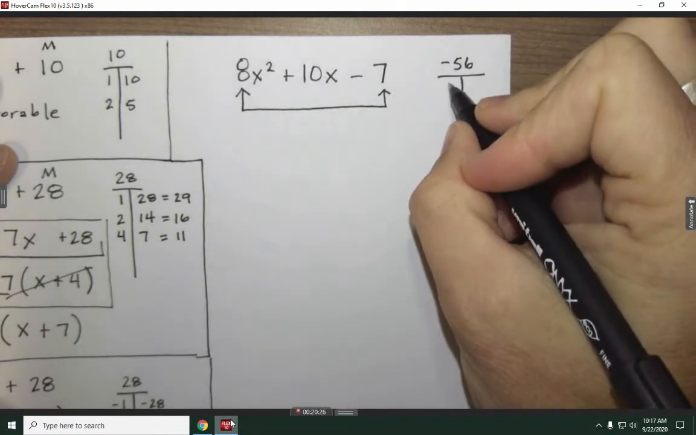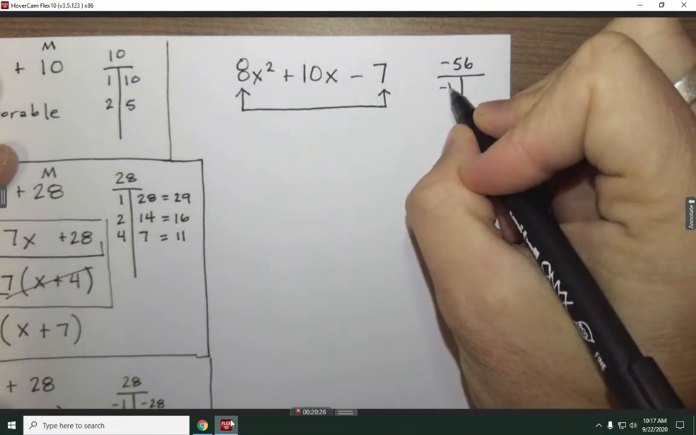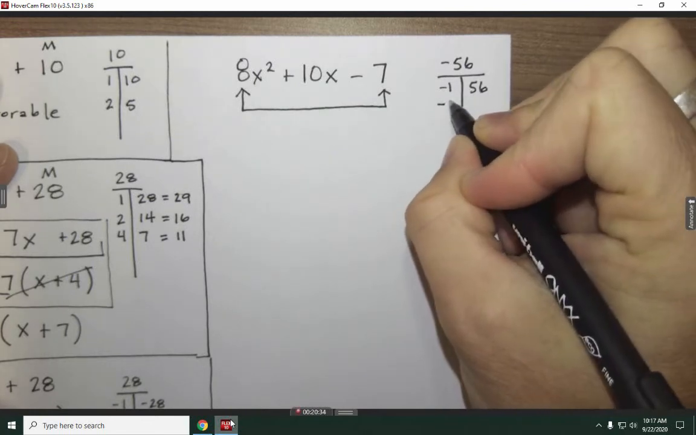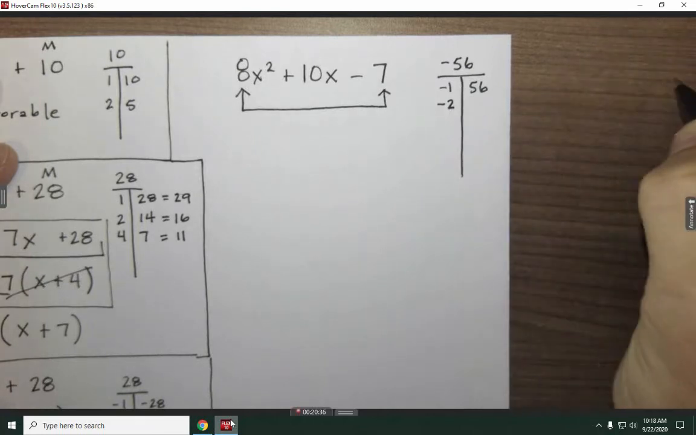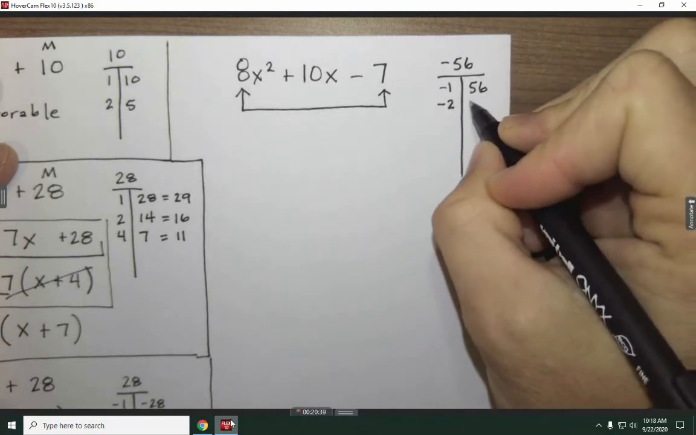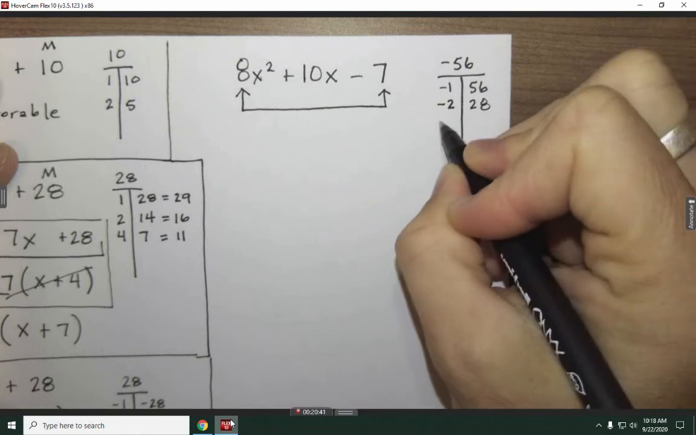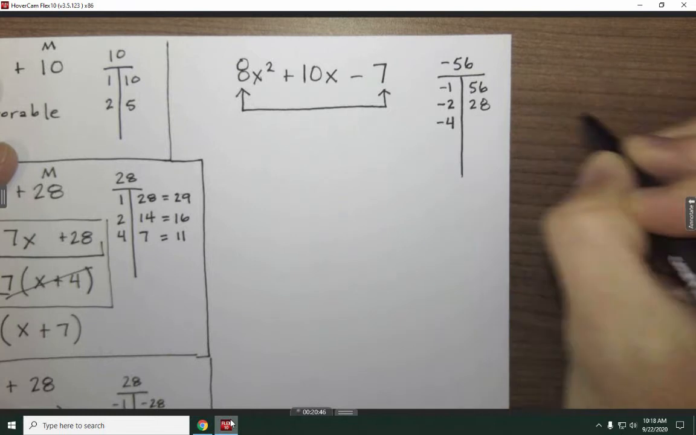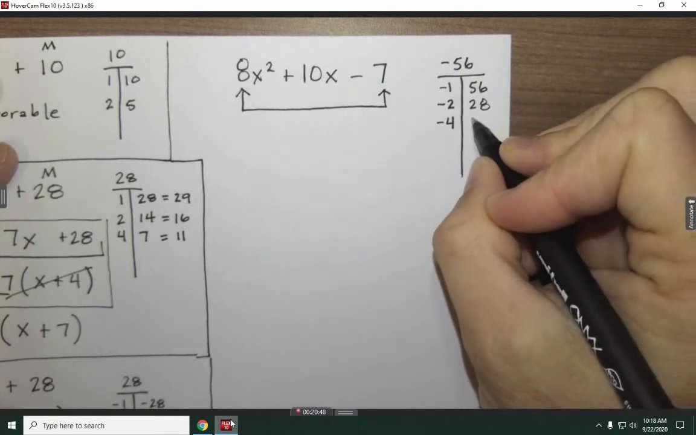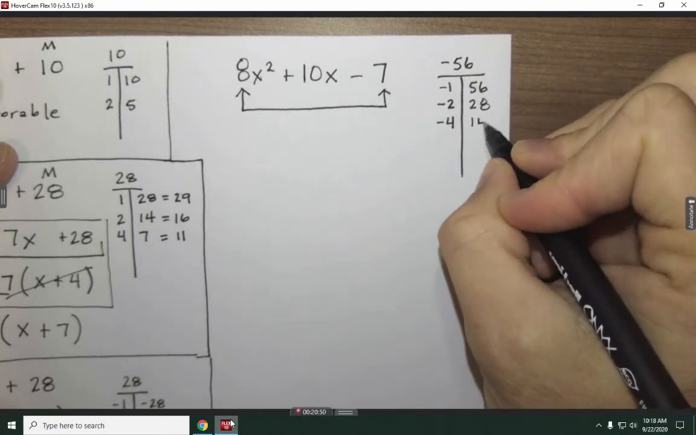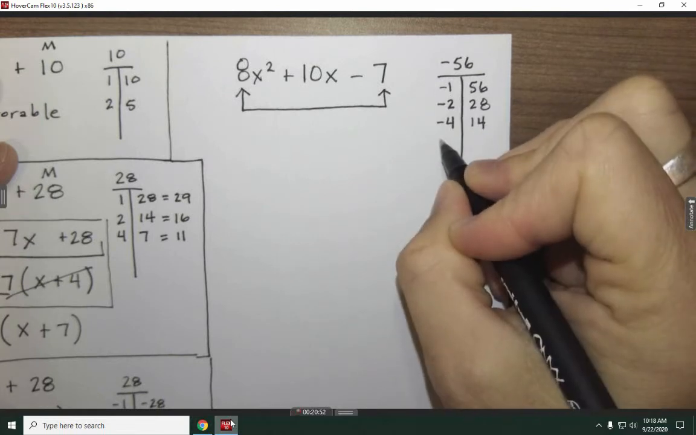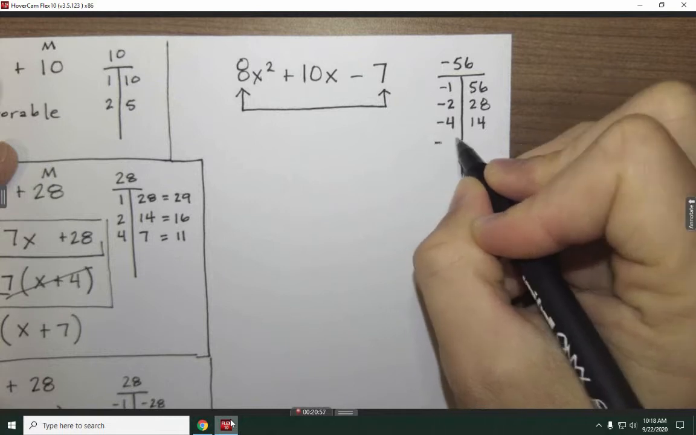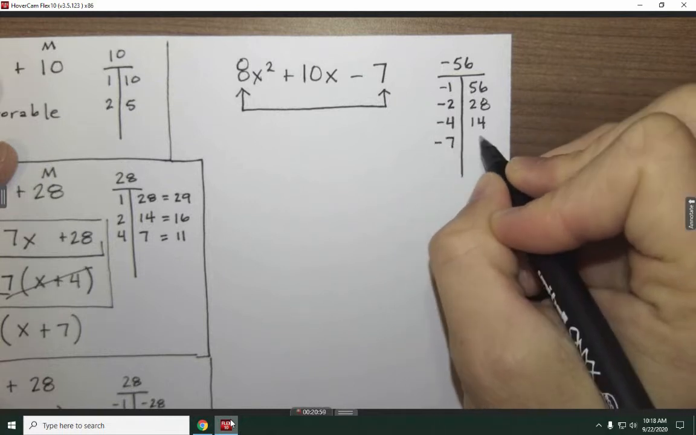So I know that I'm going to do negative 1, 56. All my negatives are going to be on that left side. Negative 2, and 28. 3 doesn't work. Negative 4, and 14. 5 doesn't work, 6 doesn't work, and then we just got negative 7 and 8.